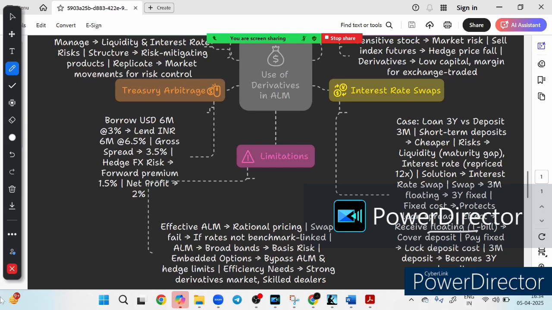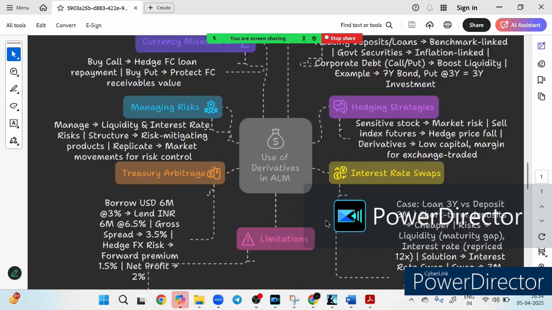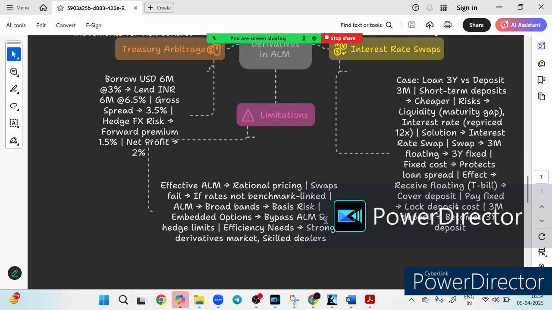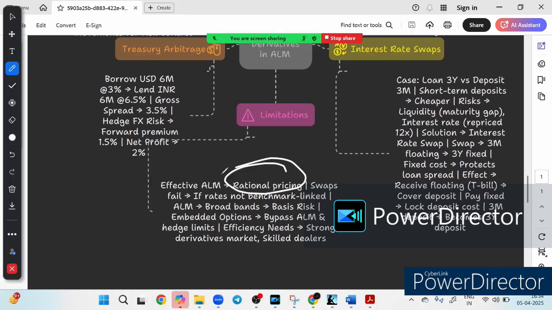Now obviously we have just seen the advantages of these kinds of techniques, like call and put option, like the interest rate swap, right? But there are some limitations also. Effective ALM requires rational pricing. Yes, this is a very important thing. Rational pricing is required, right? But swap will fail if rates are not benchmark linked. Remember it, swap will fail if your rate is not benchmark linked, right?